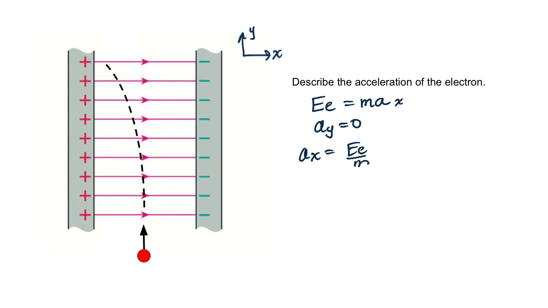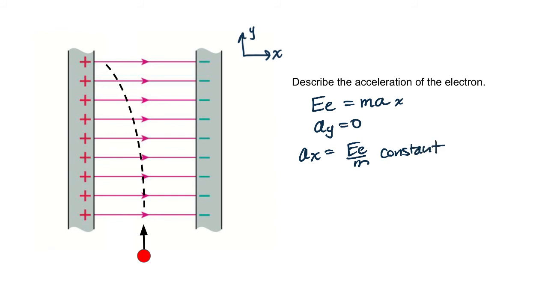Well, we know that EQ is the force on the electron, and that's going to be equal to the mass times the acceleration in the x direction. And we also know that acceleration in the y direction is 0. Let's just say x, y. So our acceleration is going to be in magnitude E over m. But remember, the electric field is constant. So this is actually a constant acceleration.